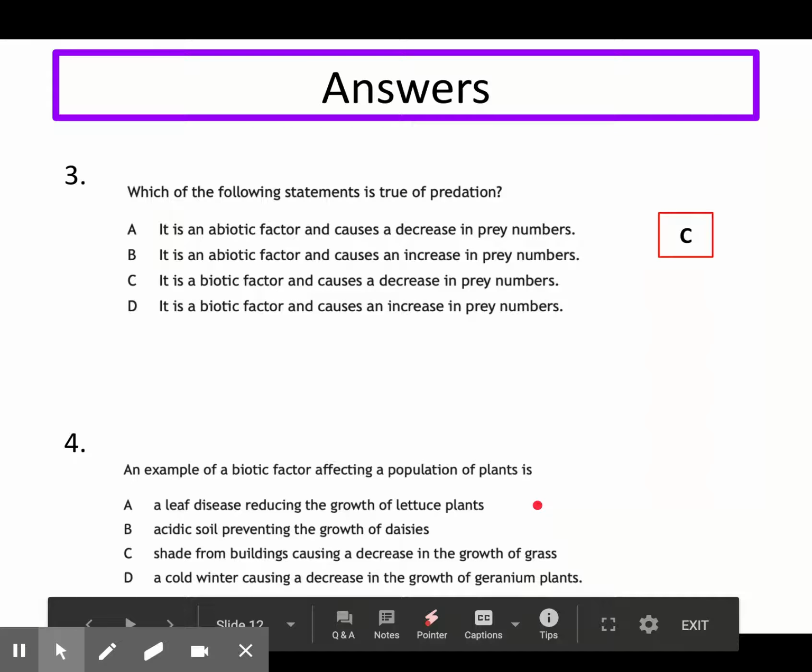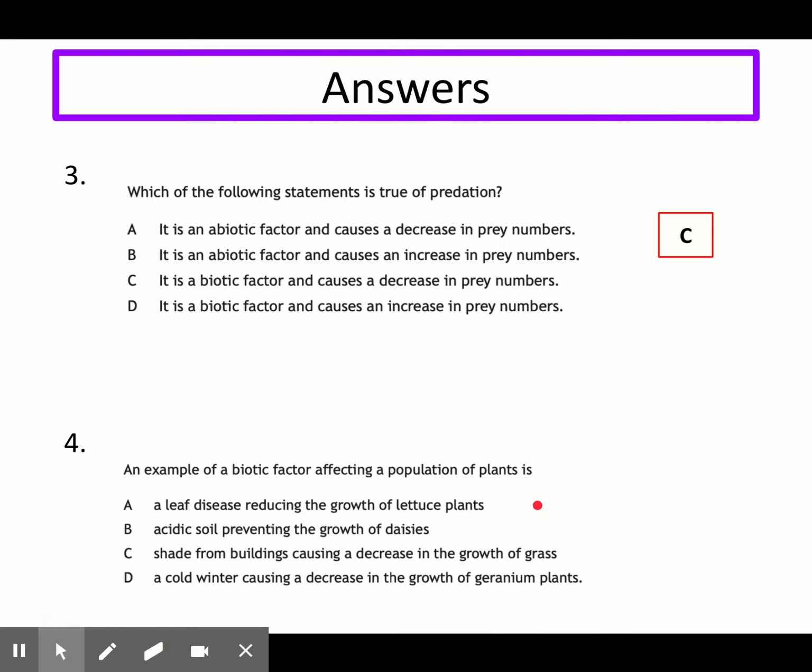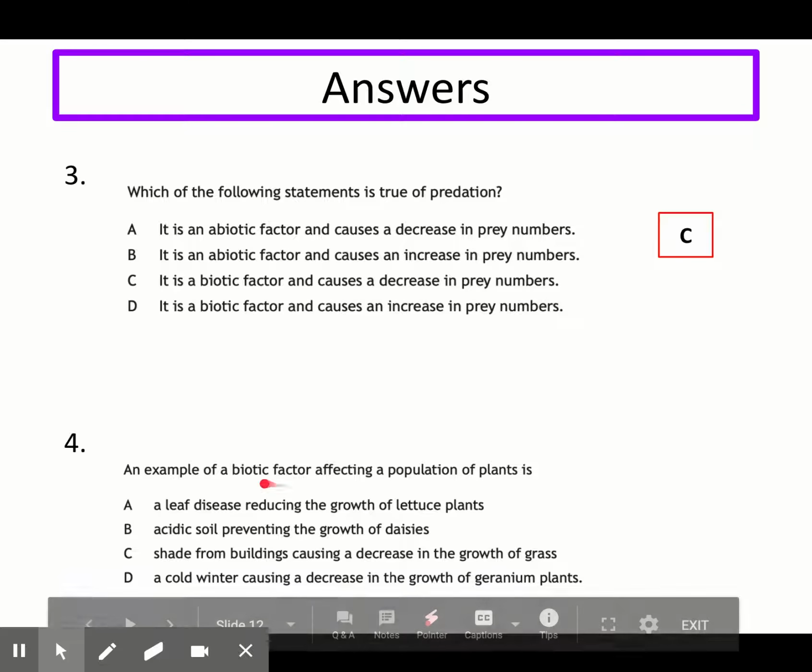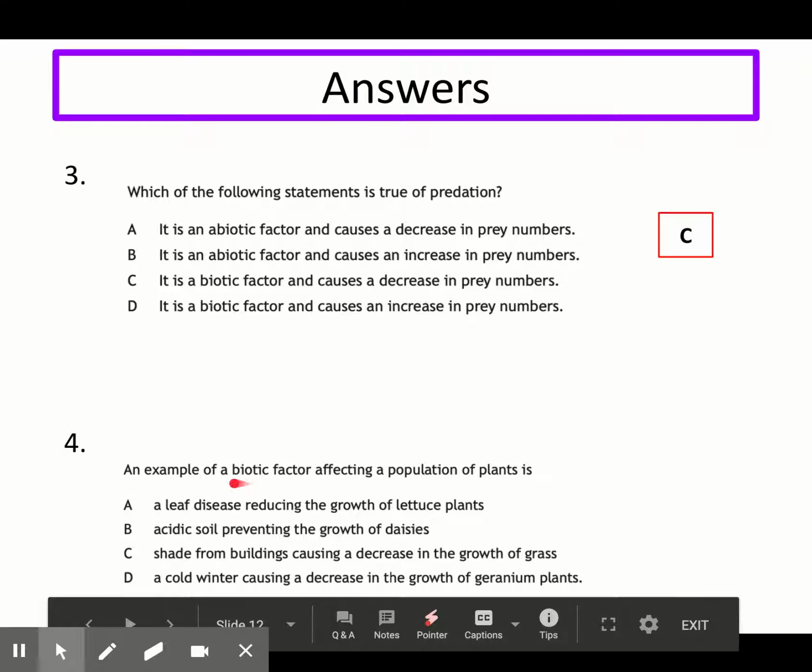An example of a biotic factor affecting a population of plants is, so again, we need to think, what does this mean? So biotic is a living factor, okay? So let's run through these. A, a leaf disease reducing the growth of lettuce plants. Now, disease was one of the biotic factors that we were talking about before, so I think this one sounds right, but I'm going to check my other 3 first. B, acidic soil preventing the growth of daisies. Well, this is pH, and we said that pH was an abiotic factor, so it can't be B.